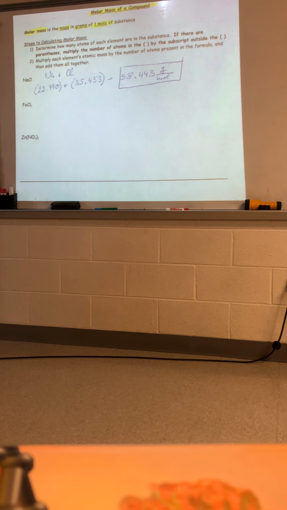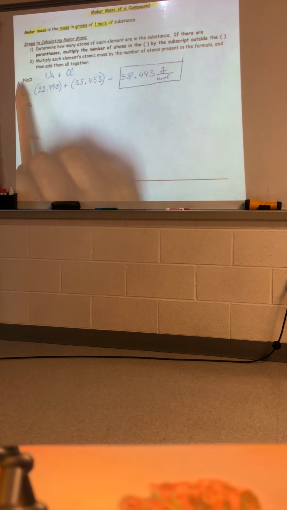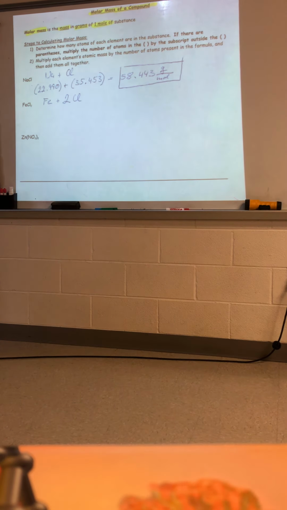Alright, let's take it up a notch. This one was a 1-to-1, 1 sodium to 1 chlorine. Let's take 1 iron to 2 chlorines, right? So there's a 1-to-2. So it's simple again. I have 1 atom of iron, and I add 2 atoms of chlorine to it.